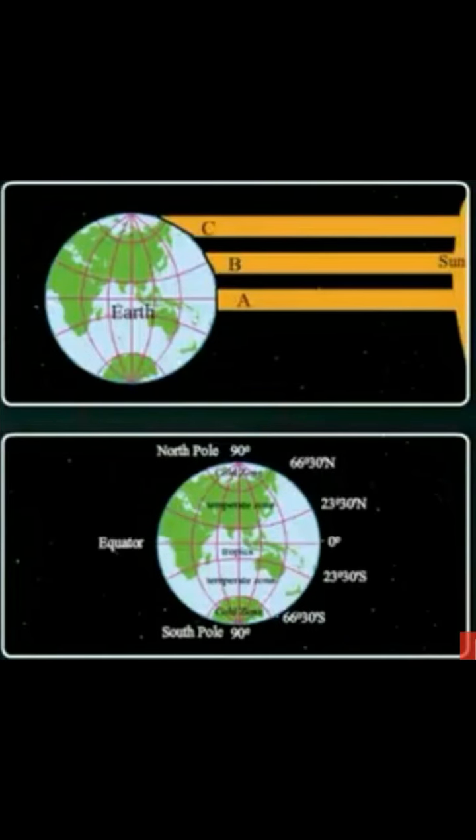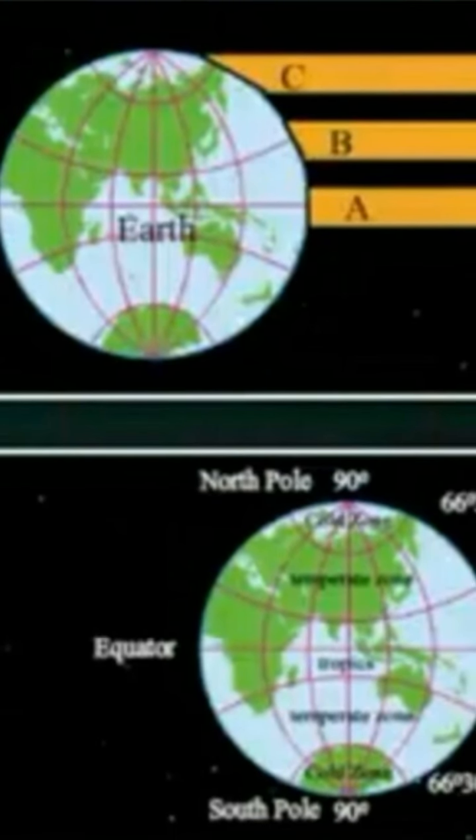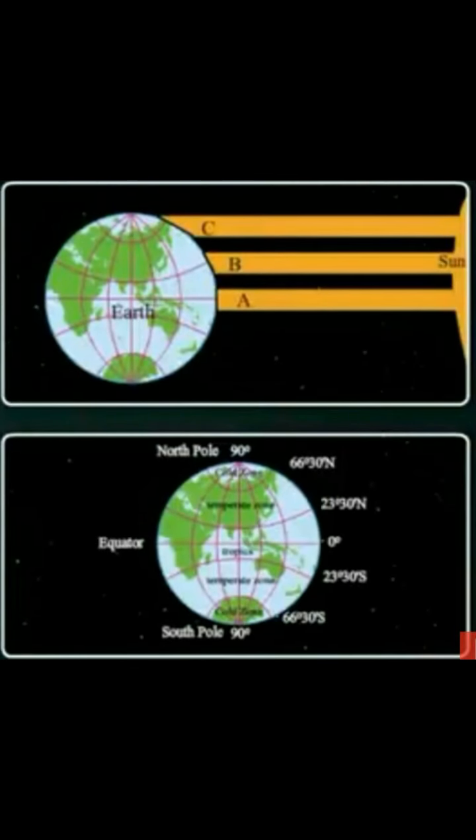The part where the rays occupy a lesser area receives bright sunshine and greater heat. Here, as given in A, wherever the A area is, it receives a very large amount of heat and bright sunshine. Hence the surface there gets heated more and the air becomes hotter. We call this A section the torrid zone.